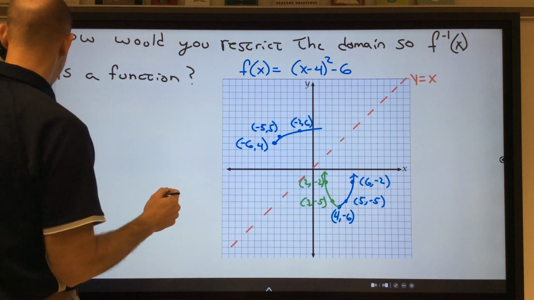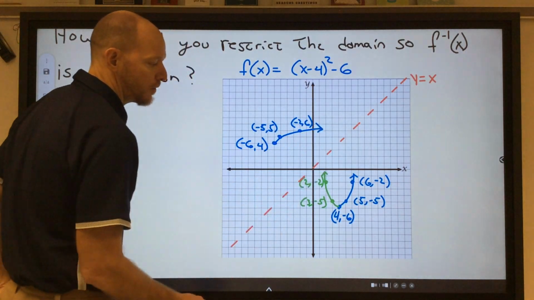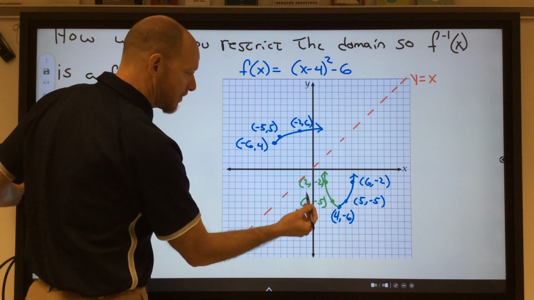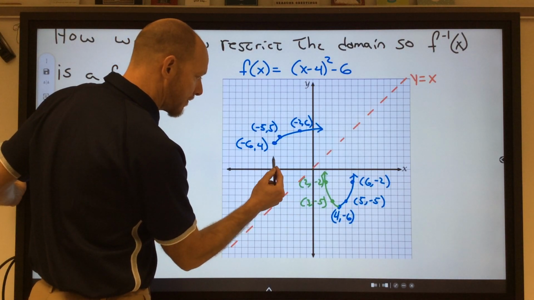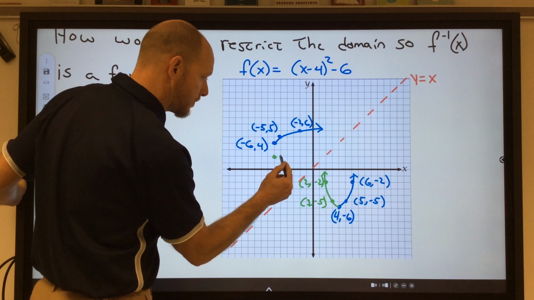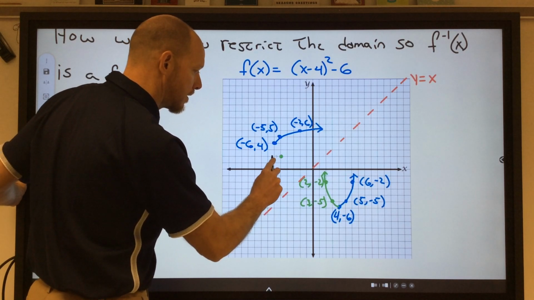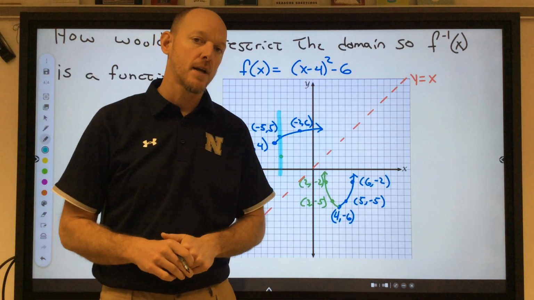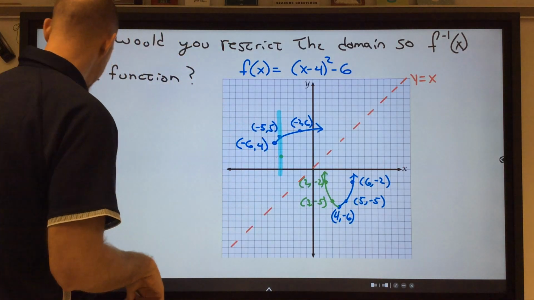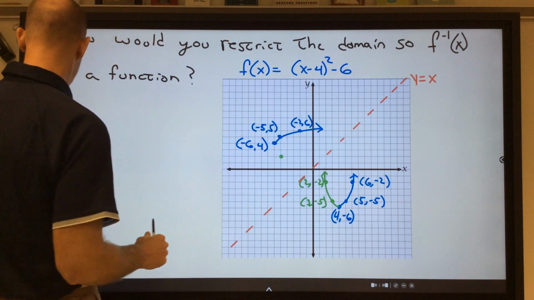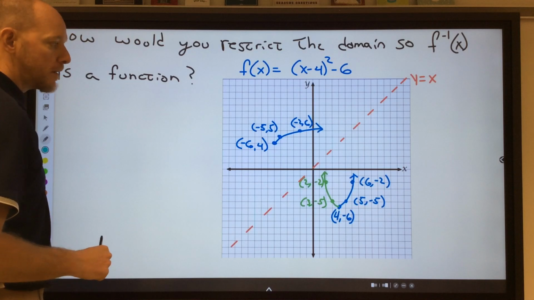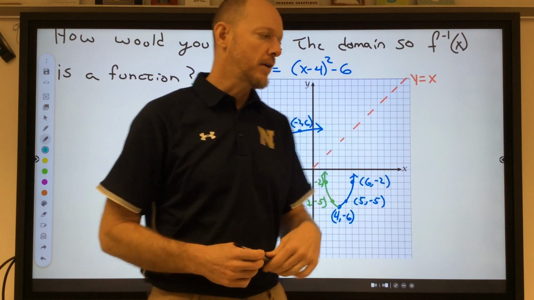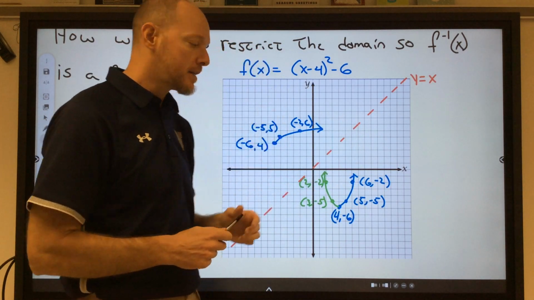I further would see that if I start plotting these additional green points, if I were to plot the point negative 5, 3, it gives me a point right there. And now what we would see is that would fail the vertical line test. So that's where we come to the point of restricting our domains. We're going to restrict our domains so that our inverse is actually a function. Now, how is that actually going to take place?